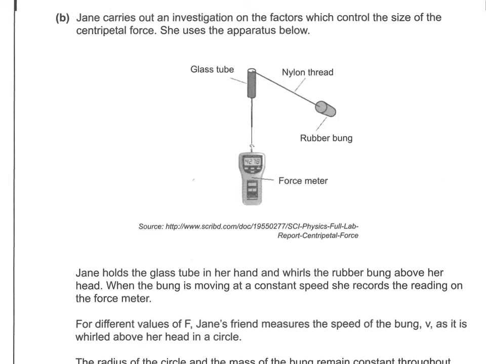Part B, Jane carries out an investigation on the factors which control the size of the centripetal force. She uses the apparatus below, and you can see there's a glass tube with a nylon thread. It runs out to a rubber bung, and at the bottom we have a force meter measuring the force on the thread. Jane holds the glass tube in her hand and whirls the rubber bung above her head. When the bung is moving at a constant speed, she records the reading on the force meter.